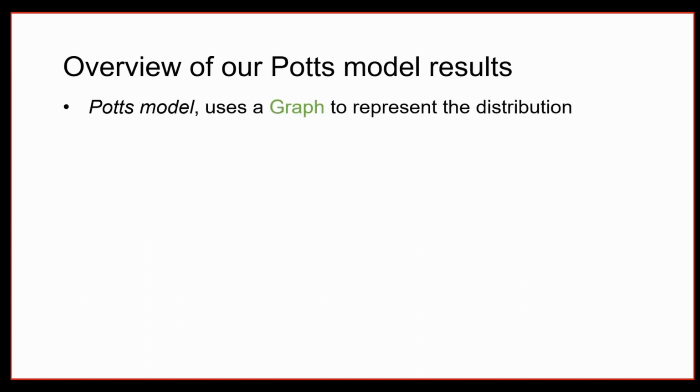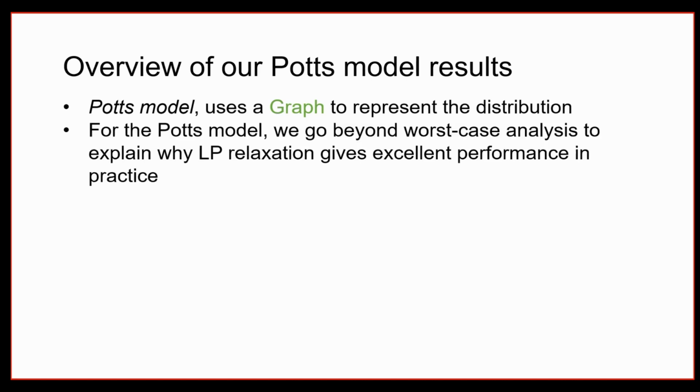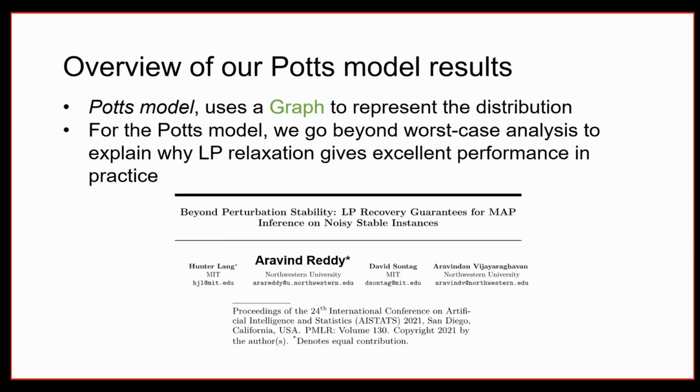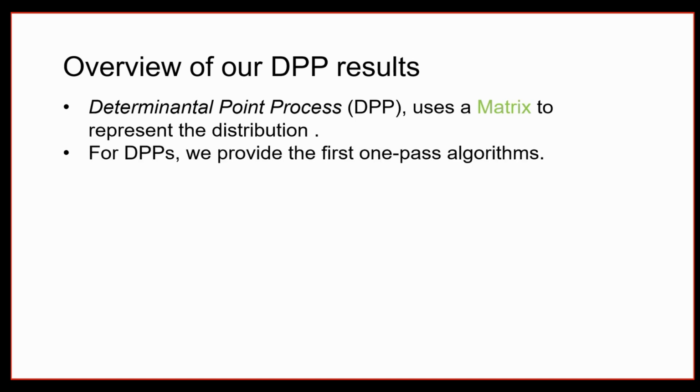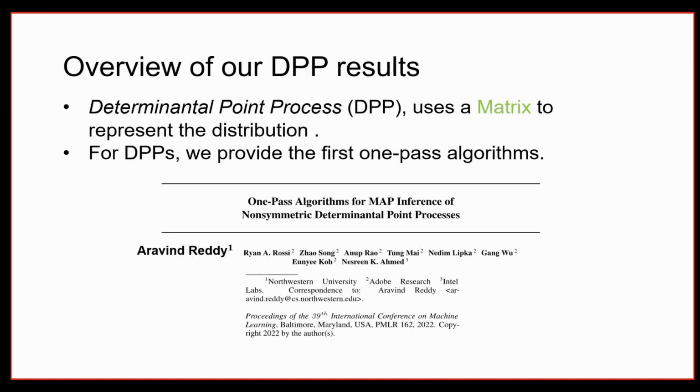A brief overview of our Potts model results. In the Potts model, we'll be using a graph to represent the probability distribution. And for the Potts models, we go beyond worst-case analysis to show why LP relaxations give excellent performance in practice. This paper appeared in AISTATS 2021. For the determinantal point process results, determinantal point processes use a matrix to represent the distribution. And for DPPs, we provide the first one-pass algorithms. This paper appeared in ICML 2022.